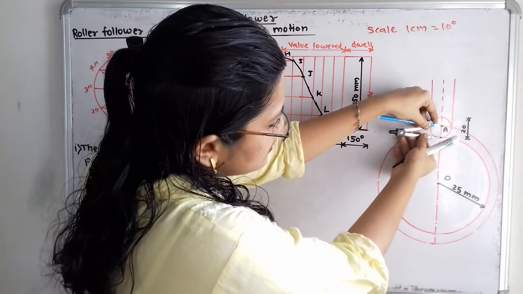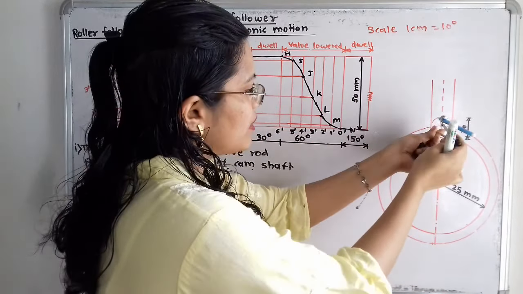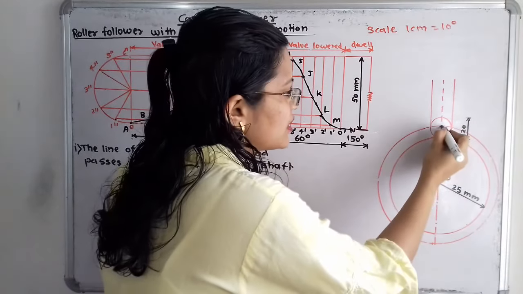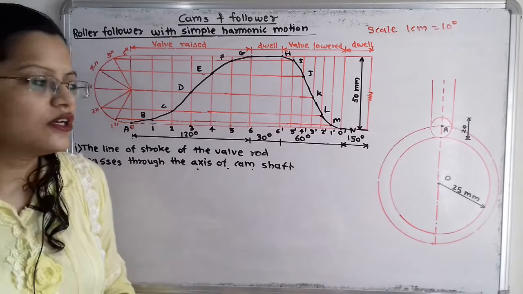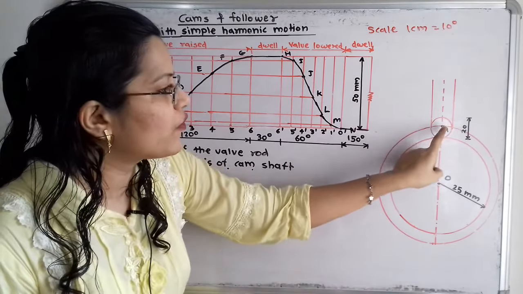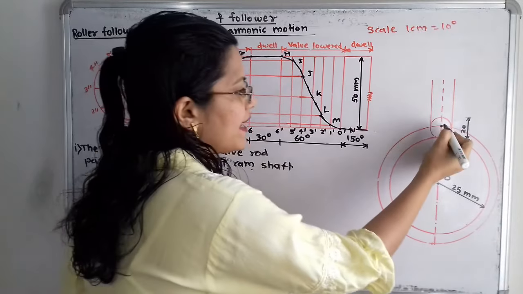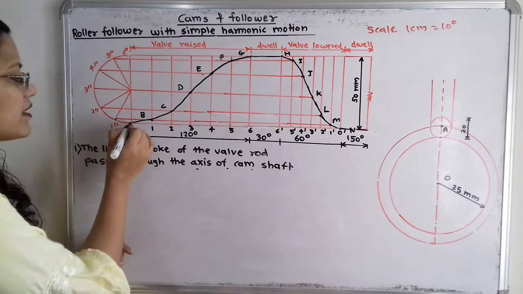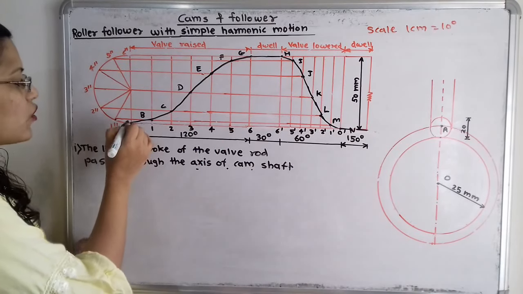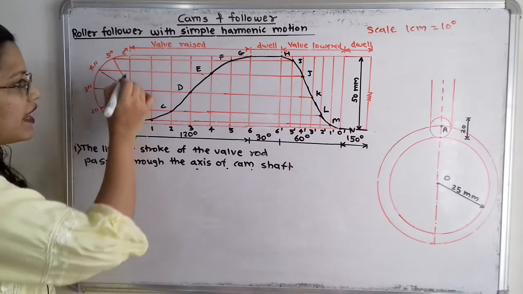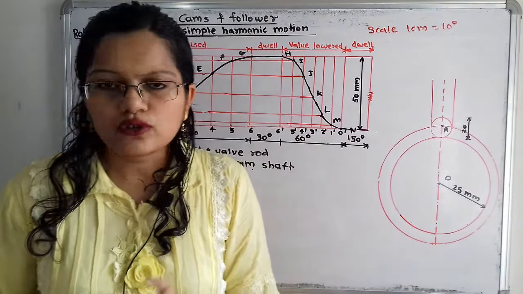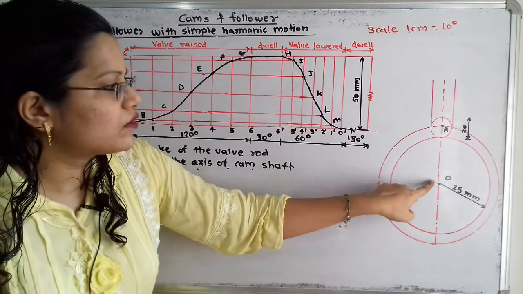We will take the distance as 10 mm and that point will be the center, and we will draw one circle here. So this is the initial position of the valve rod, and here the trace point in this roller follower is the center. So here A is the center. If we observe this, the initial position of this roller is point A at the line 0. So this is also the initial position. Now we will join this point O and A.